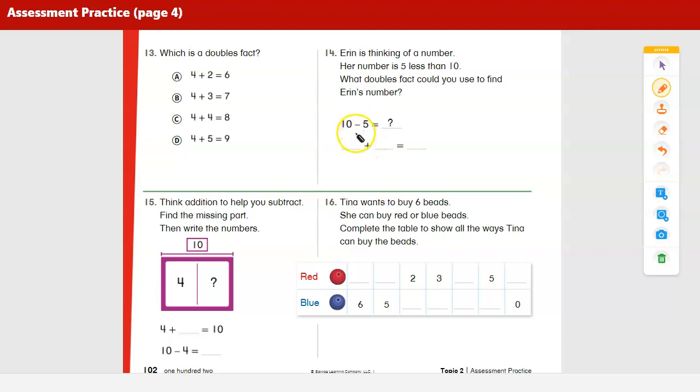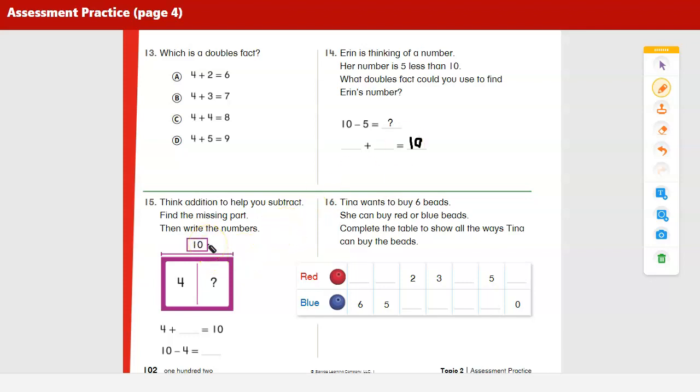So boys and girls, we need to find first what is 10 minus 5 equal. And once you find this missing number, you will be able to see the doubles fact that we could write that would equal 10. So what doubles fact, meaning the same number that goes here is the same number that goes in this blank. Those two numbers together, this doubles fact equals 10. That would tell us what Erin's number is.